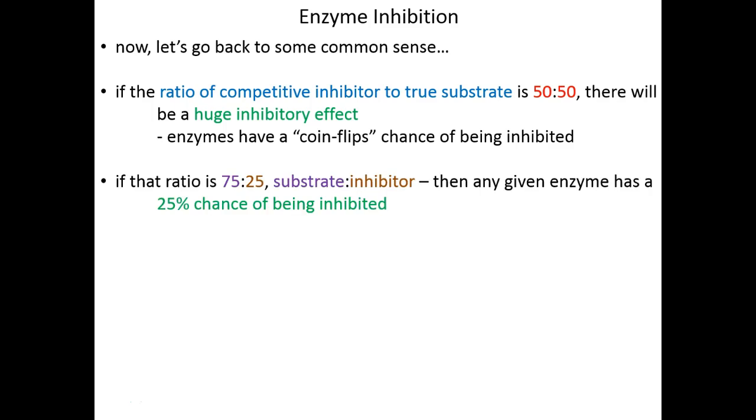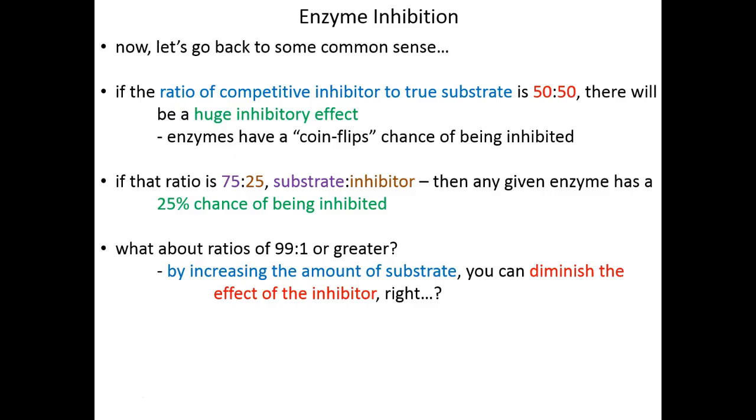Now let's imagine we skew the scale so that the ratio is 75-25. In other words, 75% of the molecules out there are substrate, and 25% of the molecules out there are inhibitor. Enzymes in this environment would have a better chance at catalysis because the chance that an enzyme has of binding an inhibitor is about 25%. What if we think about ratios of 99-1? What if 99 molecules out of 100 are substrate, and only one molecule out of 100 is inhibitor? Well, there we would barely see any inhibition at all, no?